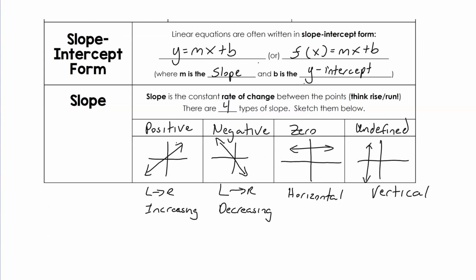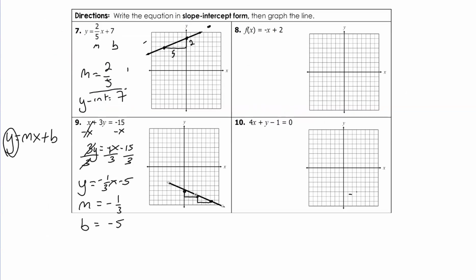All right, here there's nothing to do. All right, number 8 here, we are going to write the equation in slope-intercept form, then graph the line. Good news is this is already in slope-intercept, right? Because technically this is the same as y. So our slope right here is negative 1, and our y-intercept, which is our b, is 2.